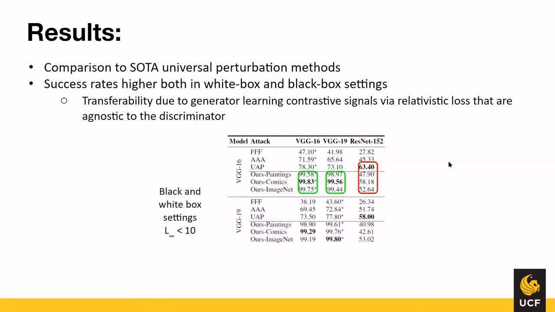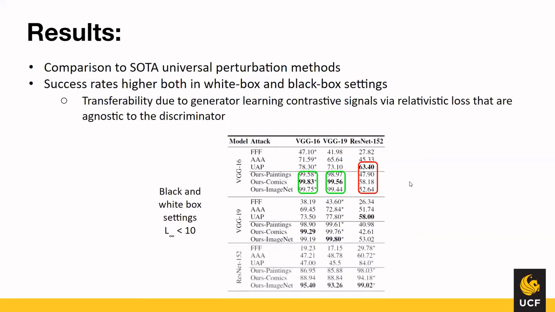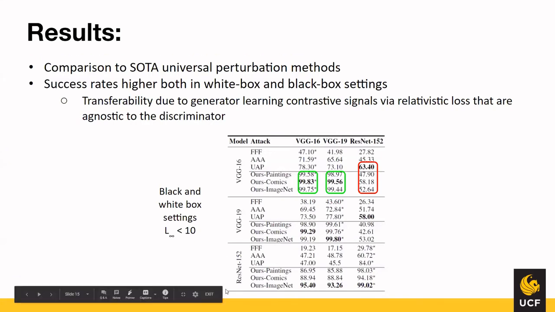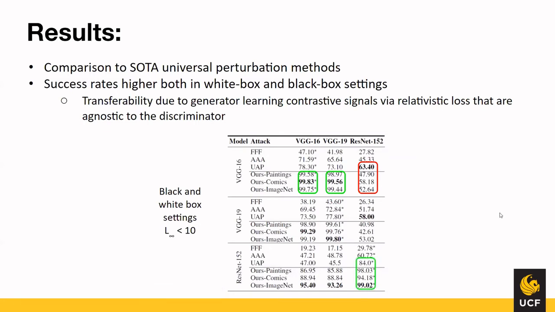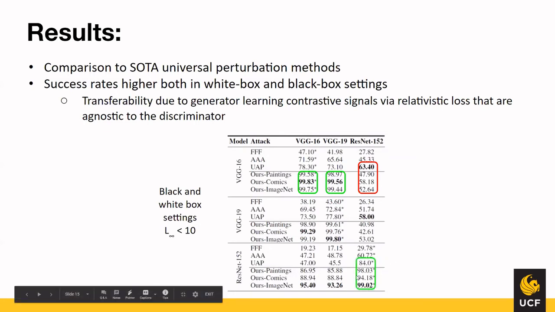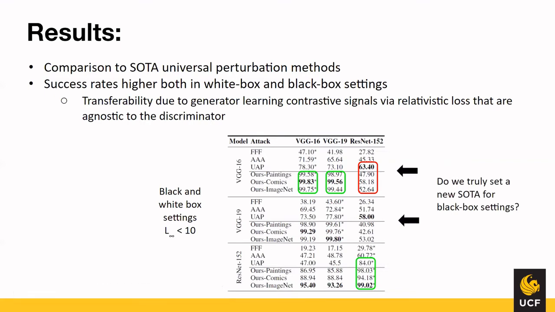So we then changed the model during training time to VGG 19 and performed the same experiments, and the trend is the same, where this generative attack is actually outperformed by this other universal adversarial perturbation method. And the last row of experiments here are performed using ResNet 152 as the discriminator during training time. And so finally, we see here that this generative attack is outperforming the universal adversarial perturbation. So based off these results, this sort of begs the question, does this generative attack truly set a new state of the art for black box settings specifically?